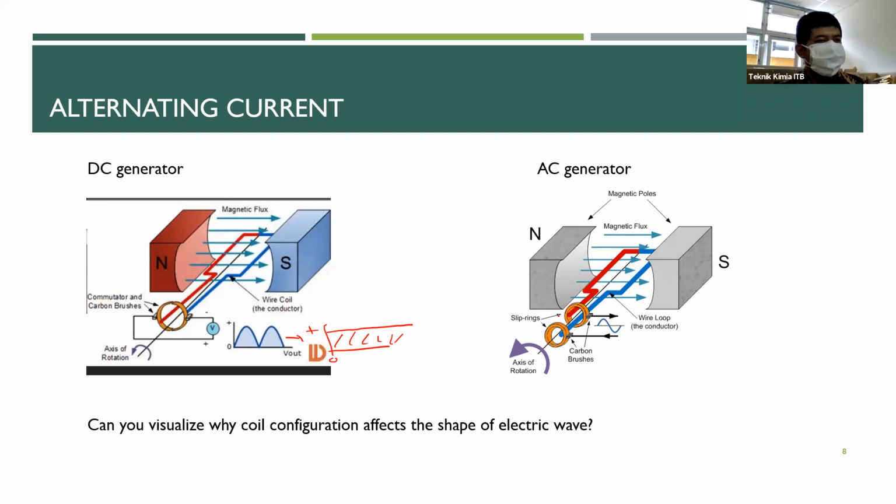But for alternating current, we have two coils in here, and it's quite different. The coil is fixed like this. So you still remember the basic law, the right hand rule. The electricity will have a different wave.